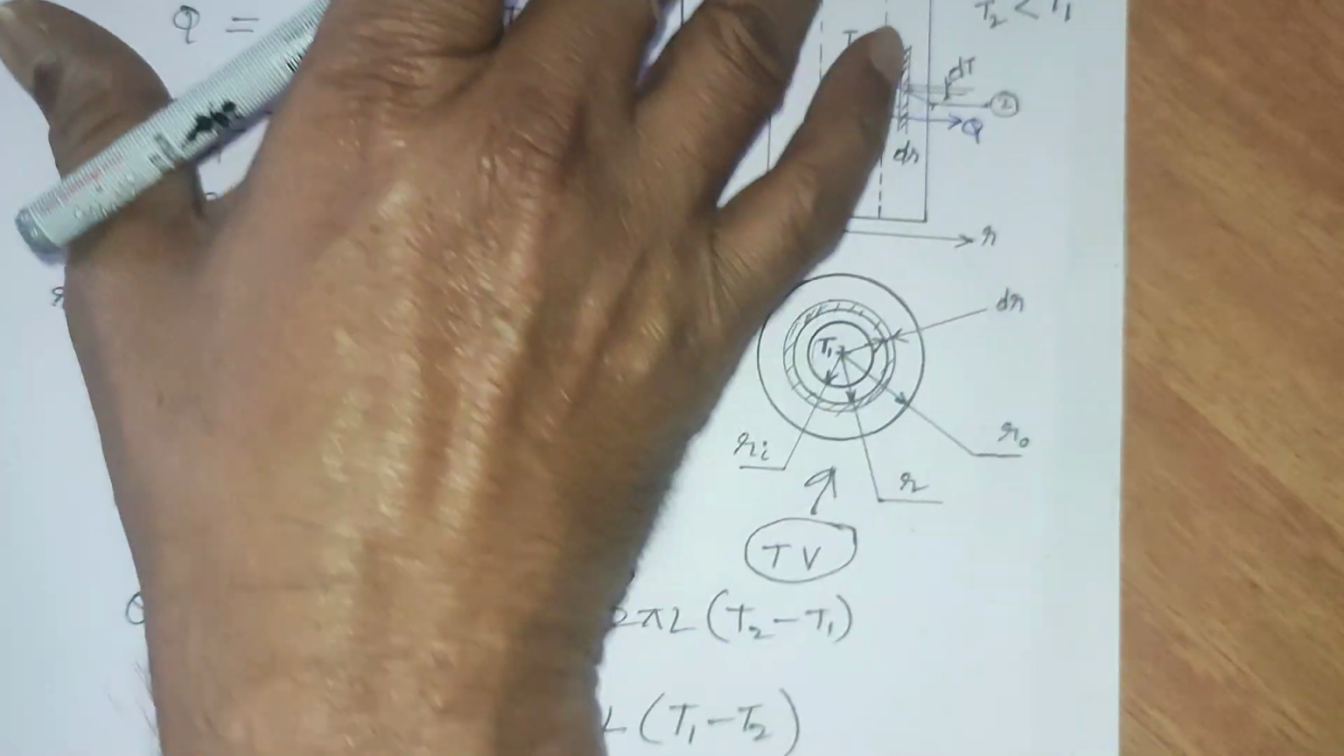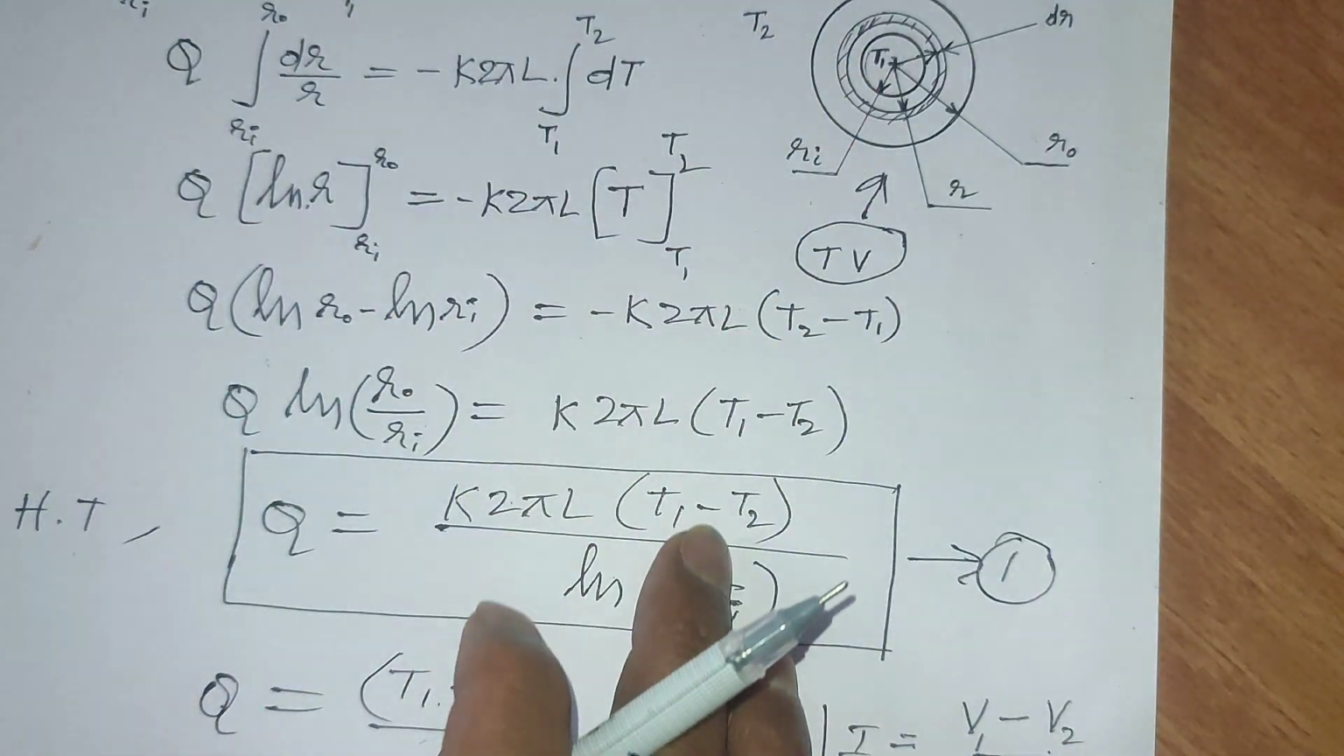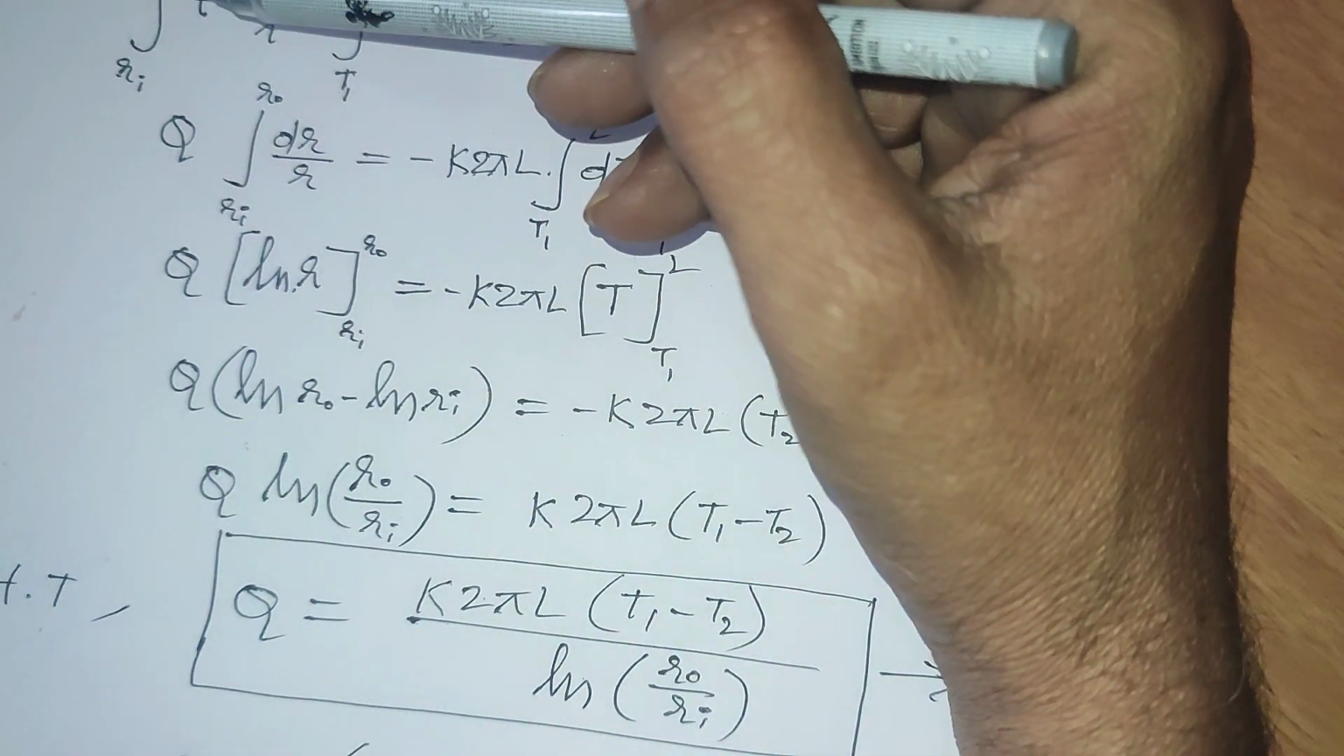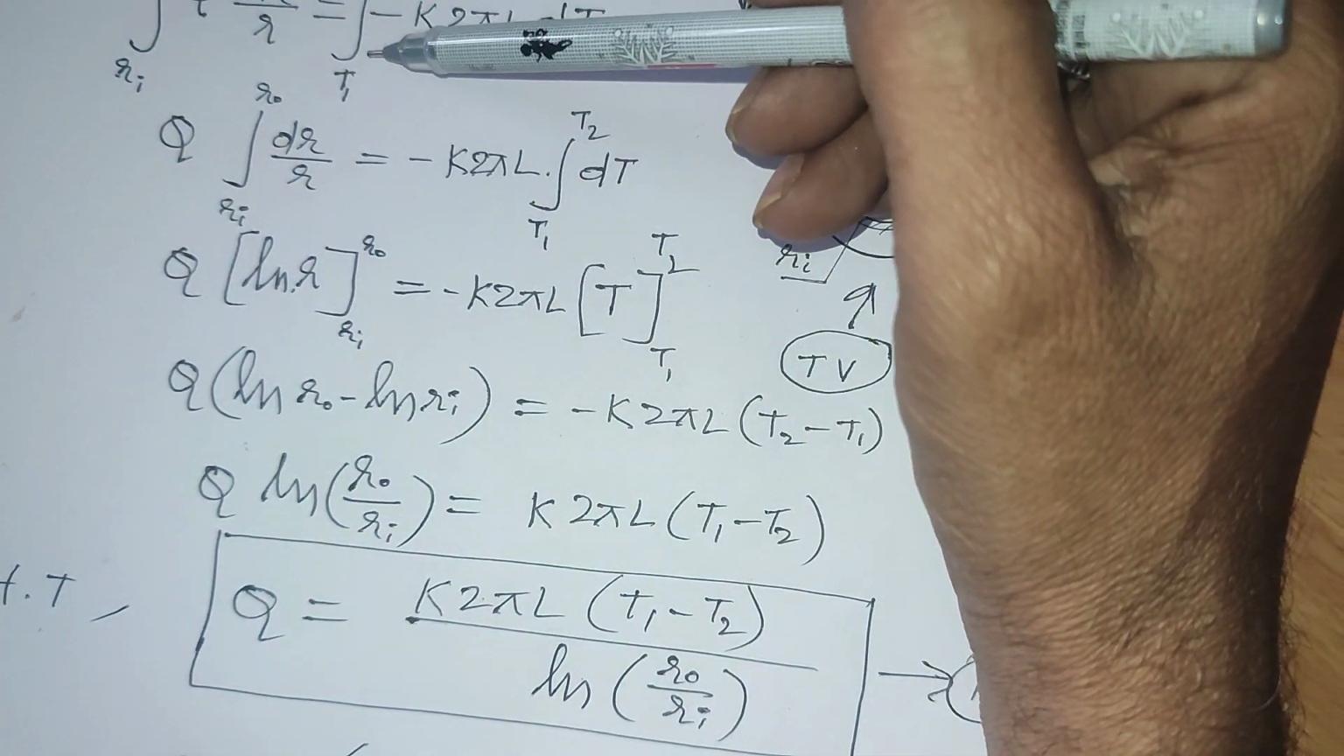We can derive or express the equation by integrating Fourier's equation by applying the limits r0, ri and T2, T1.